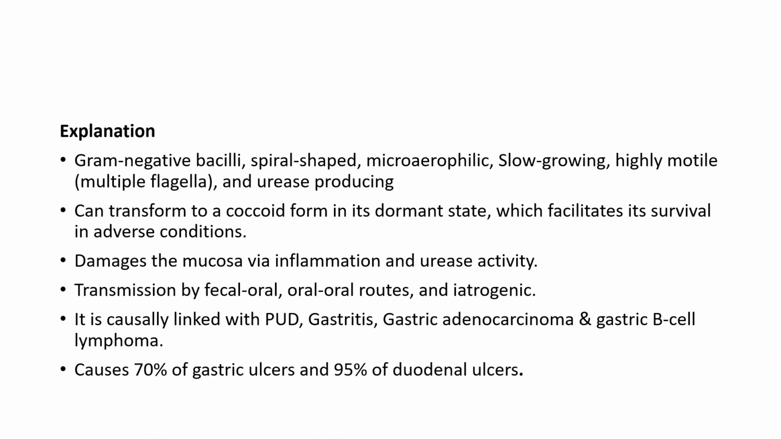The following are facts about Helicobacter pylori. It's gram-negative bacilli, spiral-shaped, microaerophilic, slow-growing, highly motile, multiple flagella, and urease-producing. It can transform to a coccoid form in its dormant state, which facilitates its survival in adverse conditions. It damages the mucosa via inflammation and urease activity.